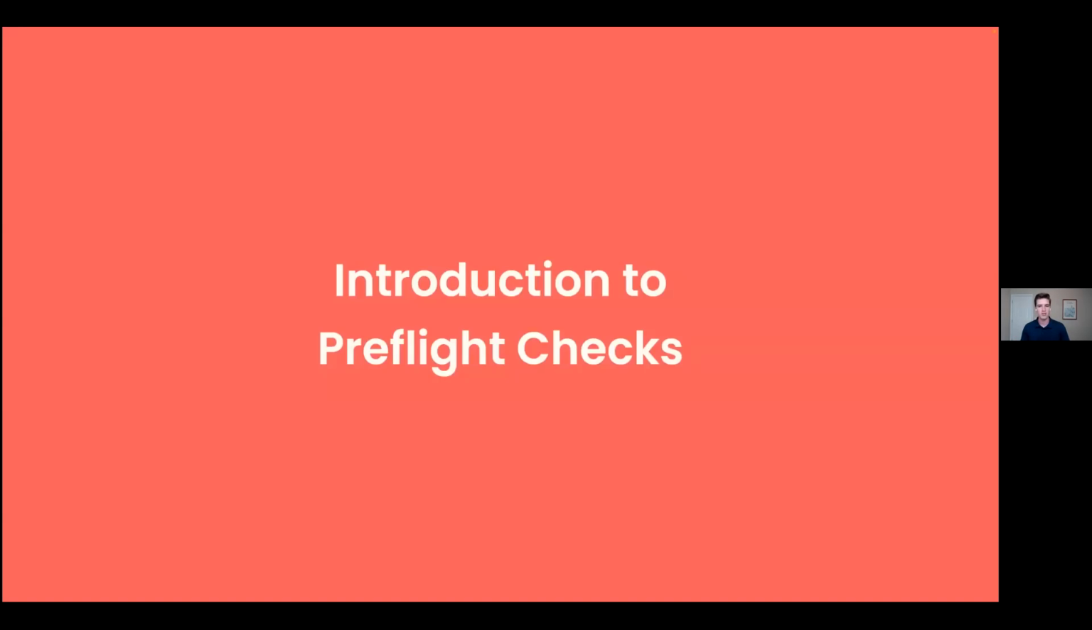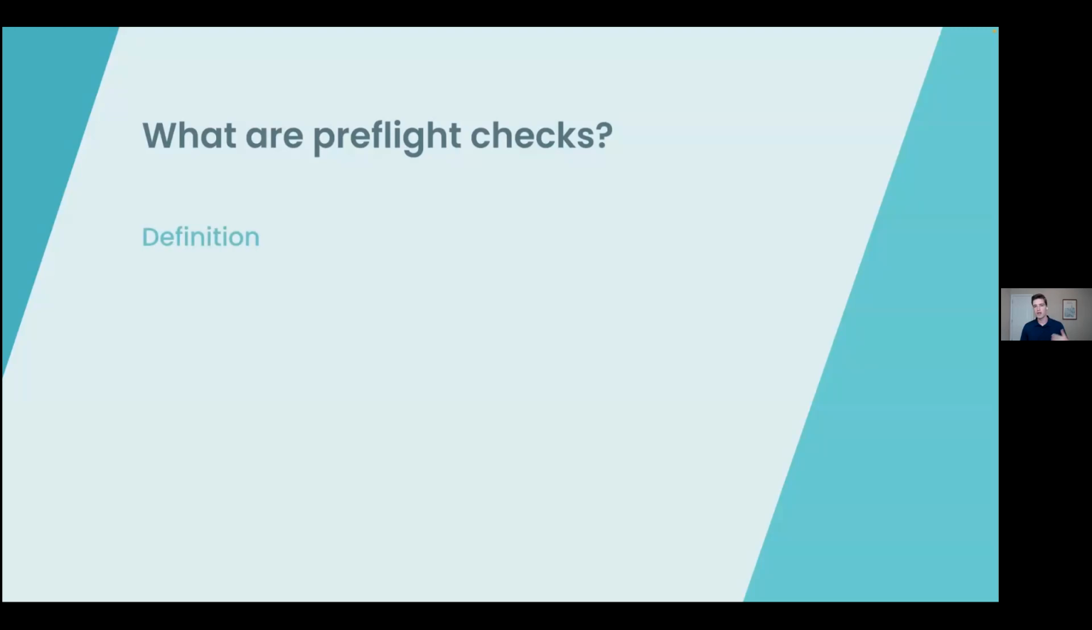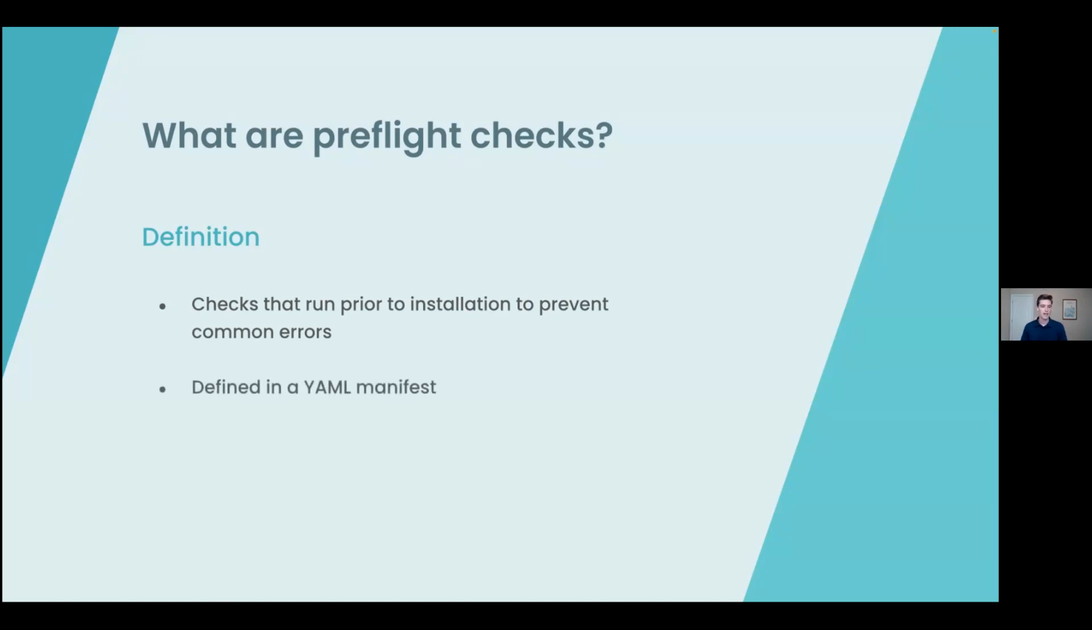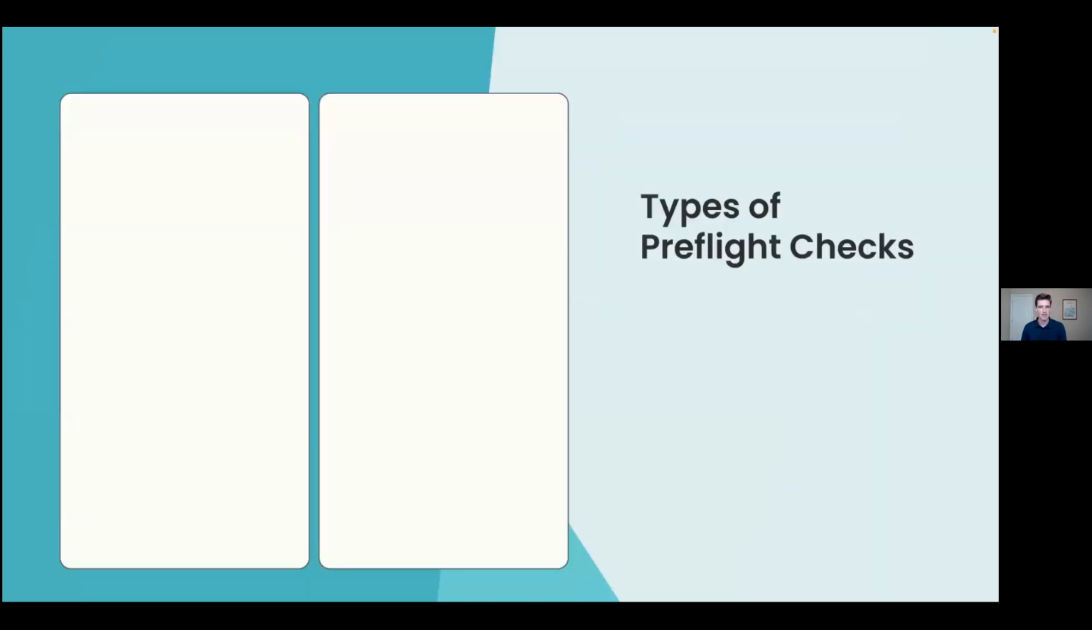So we'll start with an introduction to preflight checks. And what exactly is a preflight check? Well, ultimately, it's a check that runs prior to an installation to prevent common errors. So it's going to check for certain requirements and conditions that are present in the environment to ensure that those checks pass before proceeding to the installation. And in that way, be able to catch common errors and prevent failures from occurring down the line. And they're defined in a YAML manifest, so it's very Kubernetes native in that way. And we'll get to see an example of that shortly.